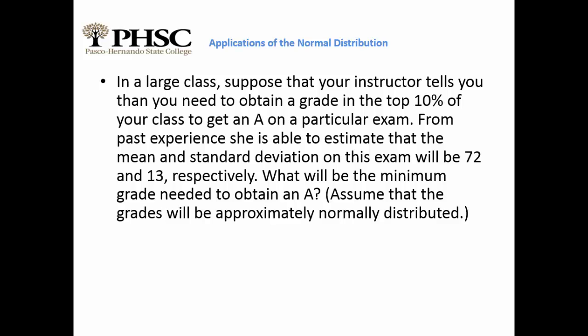So here's an example. In a large class, suppose that your instructor tells you that you need to obtain a grade in the top 10% of your class to get an A on a particular exam. From past experience, she is able to estimate that the mean and standard deviation of this exam will be 72 and 13 respectively. What will be the minimum grade needed to obtain an A? Again, assume that the grades will be approximately normally distributed. So here's the formula, and this is how we get our answer, right? So for this example, the minimum that you can get is an 88.67.